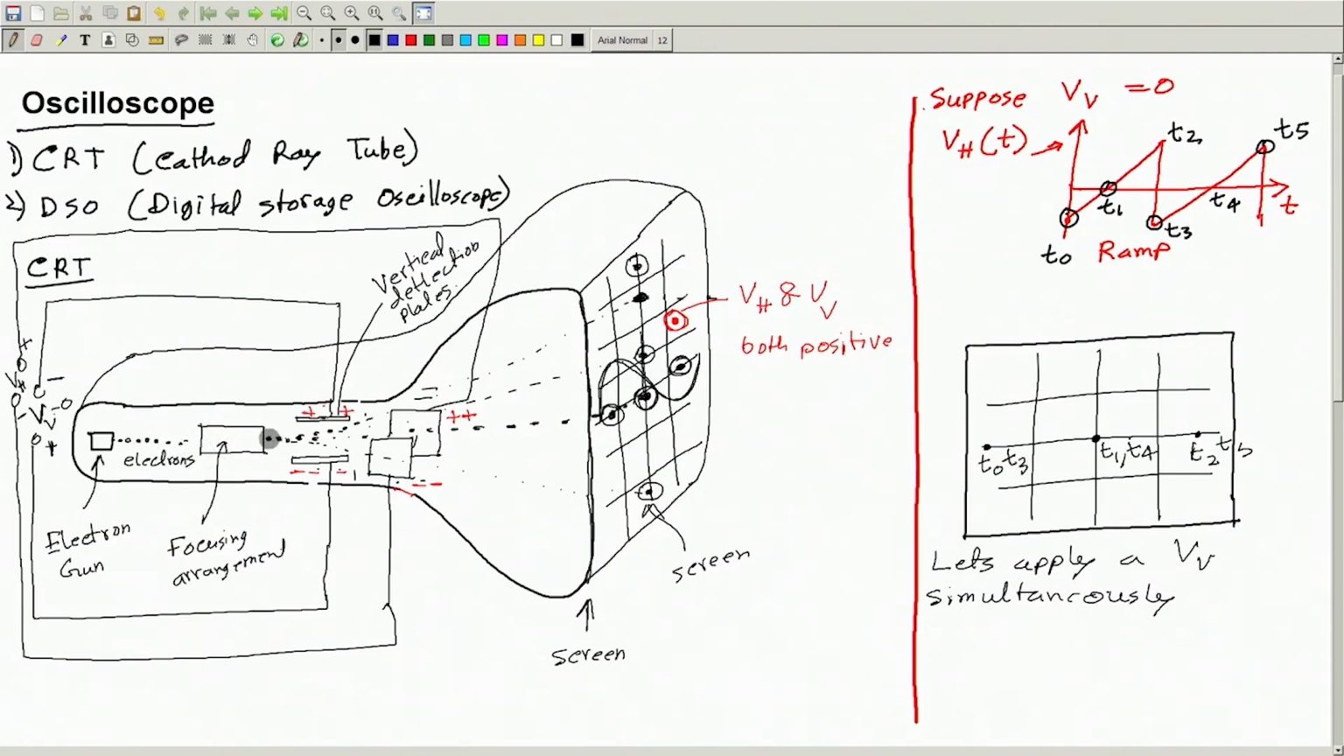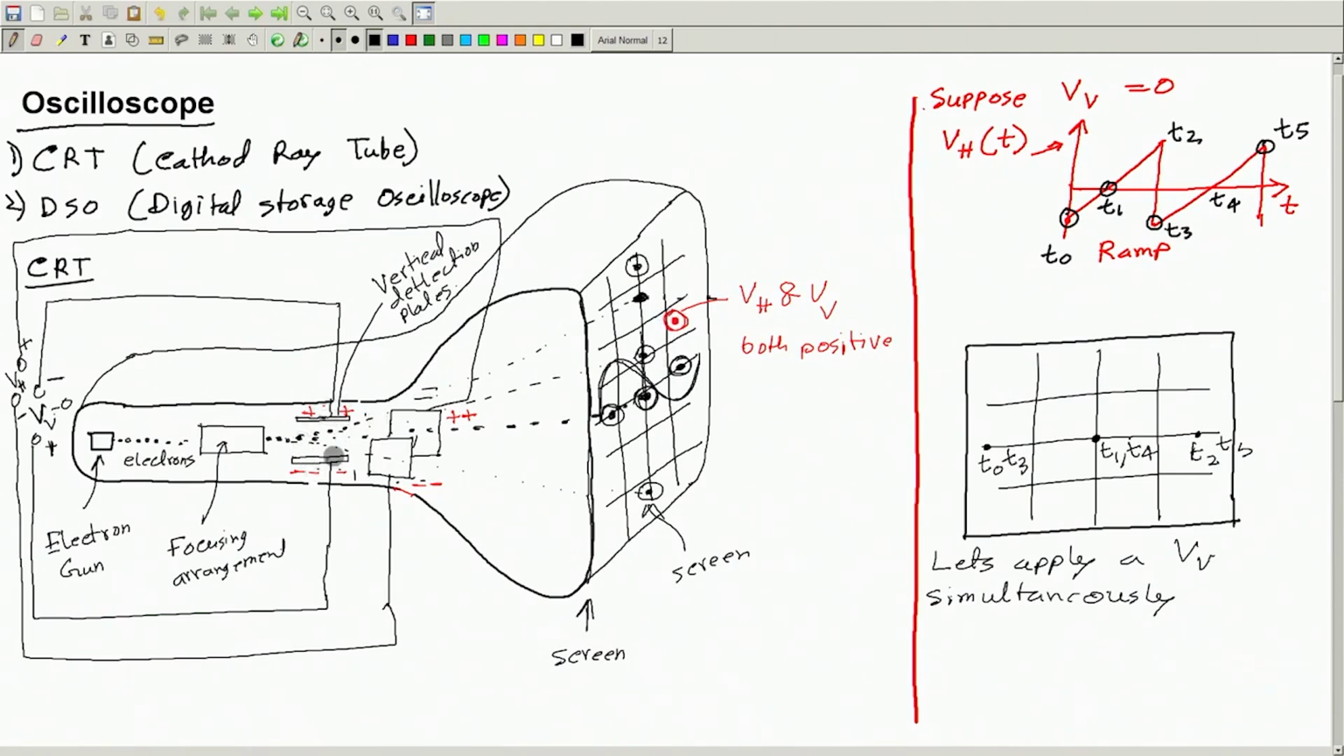And then this essentially passes through two sets of plates. One we call the vertical deflection plate, and another is the horizontal deflecting plate. Between these plates you can apply some voltage difference. Therefore, the electron beam will get attracted towards the positive plates, and instead of going straight and hitting the center, it will hit some other point.